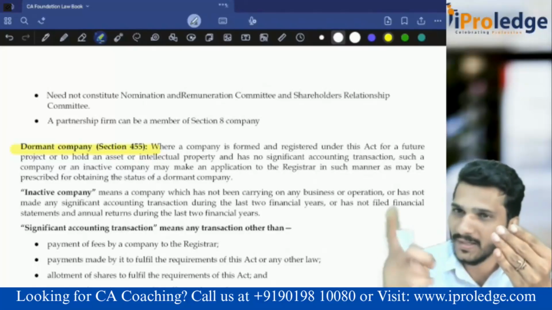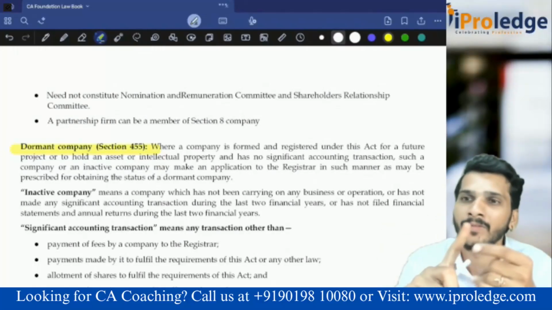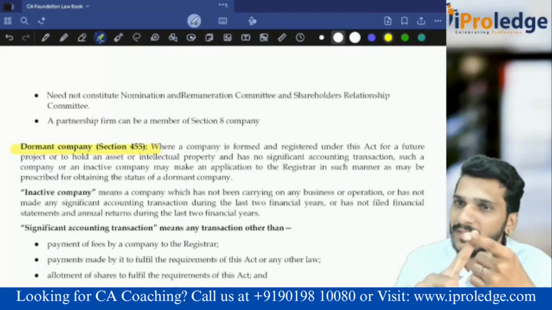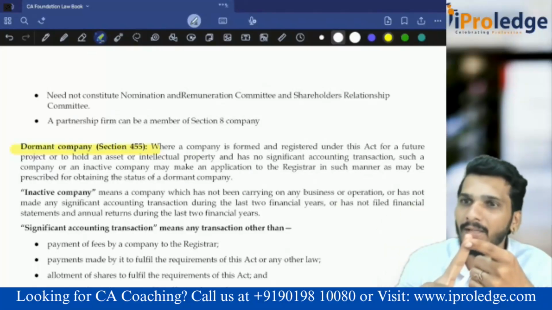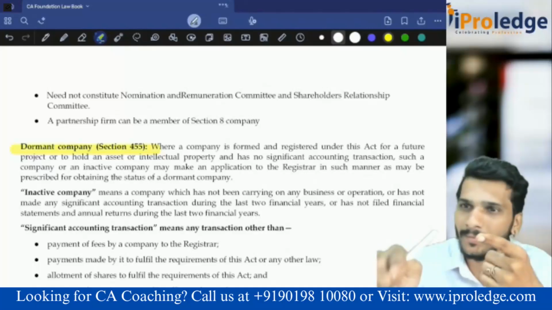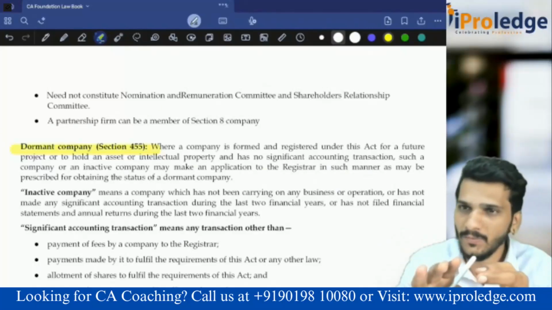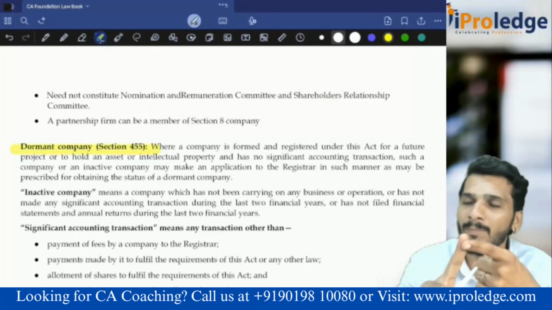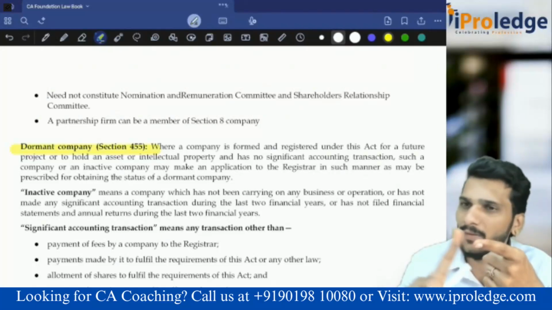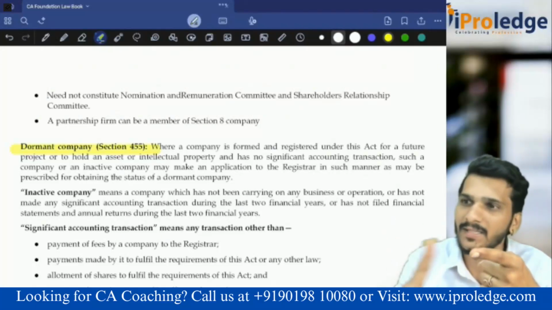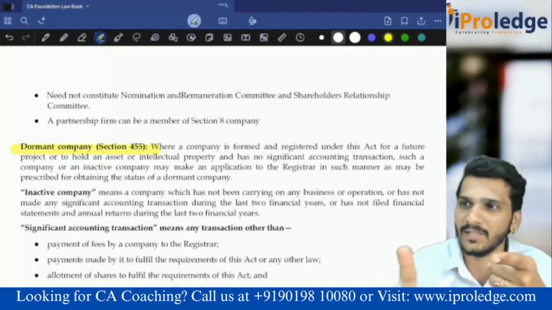What is other than a significant accounting transaction? Issue of shares to comply with the act, because if it is not issuing the shares, nobody will become a member. When nobody is becoming a member, the company can't be in existence. That is why they say the company issued the shares for the purpose of compliance with any act. That is not a significant accounting transaction. That is a normal transaction.